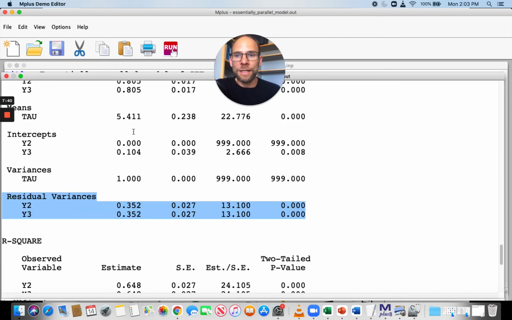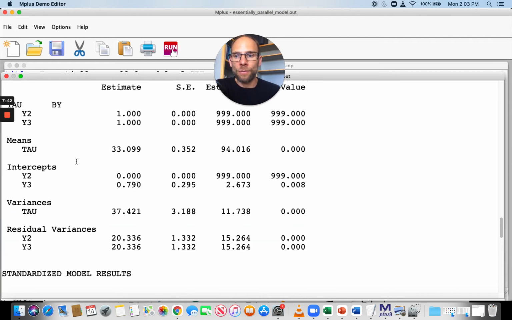Now, what does this additional parameter mean? So we estimated this additional intercept parameter that previously in the strictly parallel model was set to 0, and you can see that this parameter was estimated to be 0.79 and it's statistically significant. So it's significantly different from 0, and this means that the test that underlies Y3 is significantly easier than Y2. That's exactly the mean difference. So this parameter is exactly the difference.